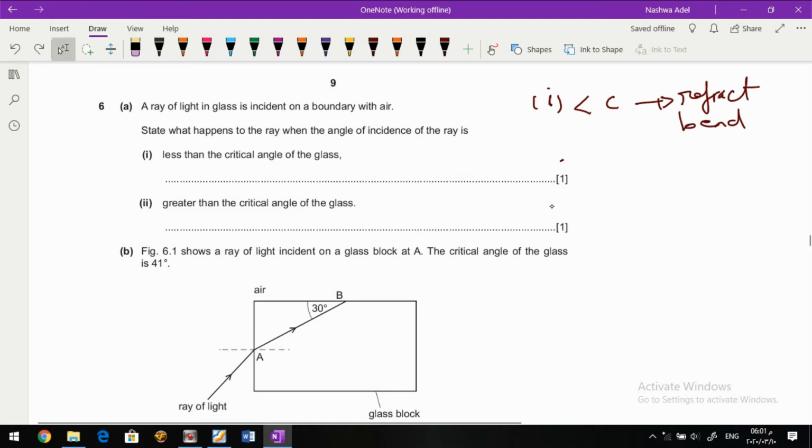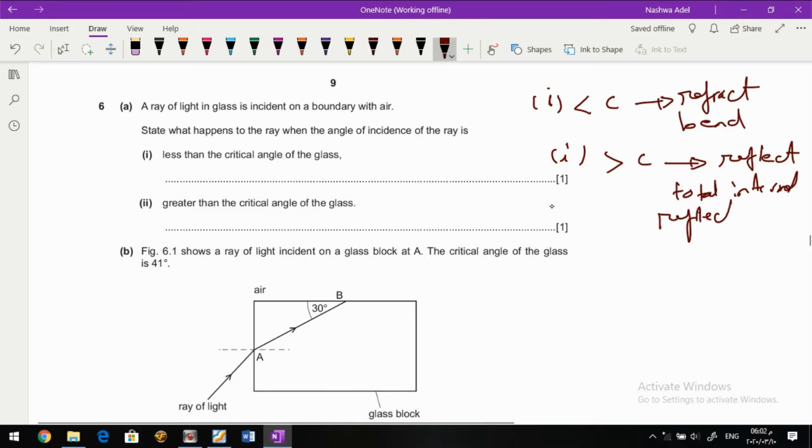And if the angle of incidence I is greater than the critical angle, the ray will reflect and there will be something called total internal reflection. Okay, so here, less than the critical angle, the ray bends or refracts. Greater than the critical angle, the ray will suffer total internal reflection.